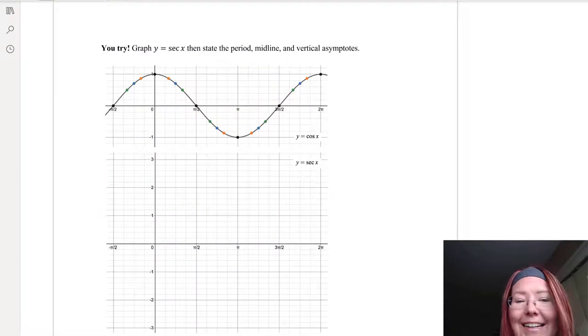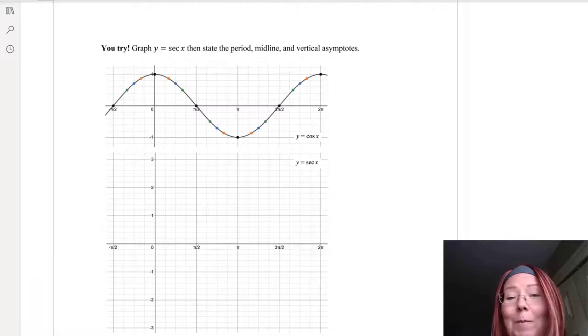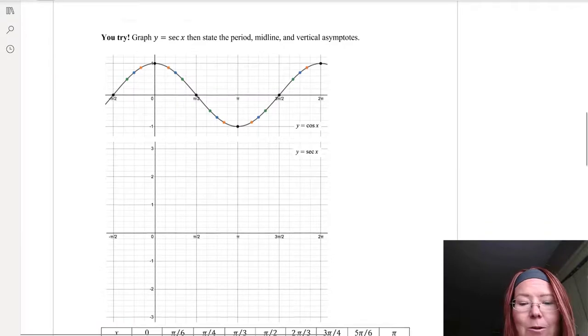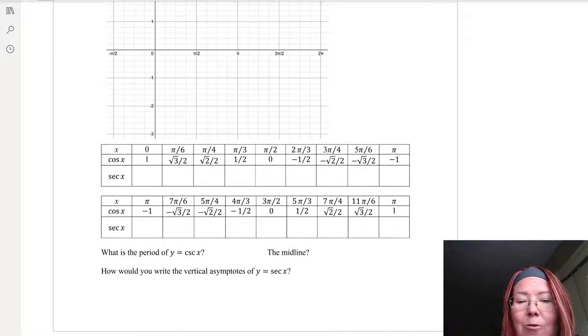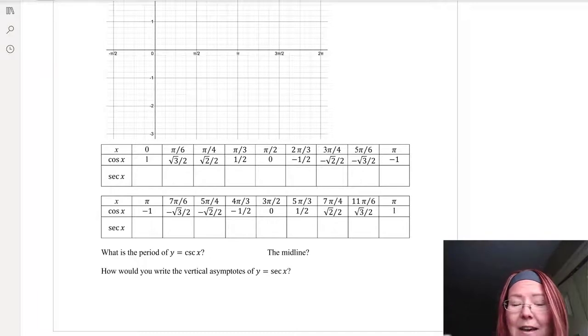Okay, so I did cosecant x for you. Now I want you to graph y equals secant x for me, and then go ahead and state the period, the midline, and the vertical asymptotes. To help you out, I've put at the bottom here the same chart except with x and cosine x. You can work through all the pieces and plot those on your graphs, and then come back when you're finished and let's see how you did.